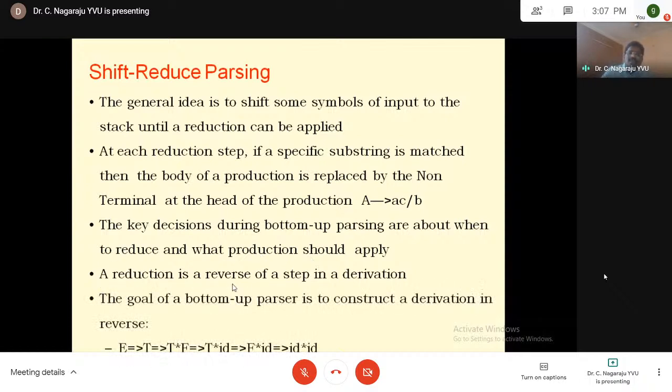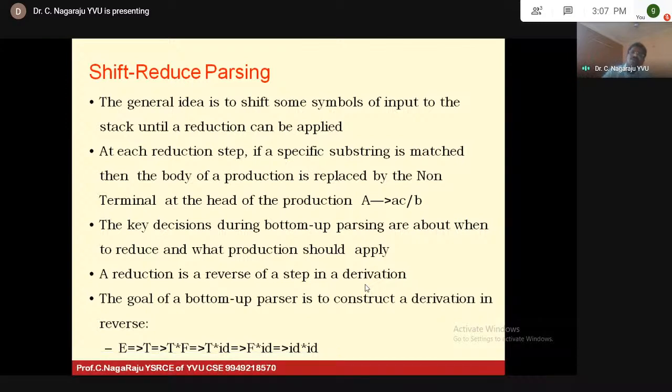A reduction is a reverse of a step in a derivation. Generally, we derive the tree from top to bottom, as in LL1 parsers, recursive descent parsers, and recursive descent predictive parsers. But in all those cases, we derive the tree. Derivation means we start with the root and end with the leaf. But in reduction, we start with the leaf and end with the root node. So that's why it is a reverse of the derivation.